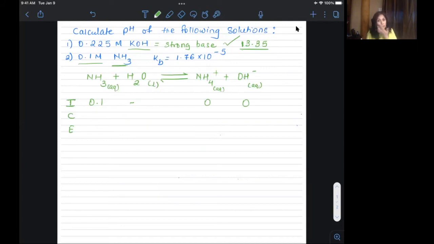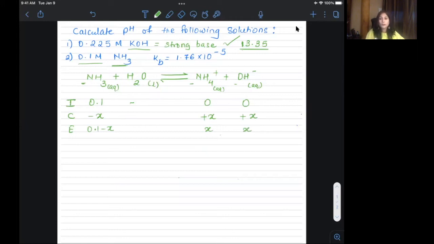Then let's look into the change. As we know, as it changes towards equilibrium, the concentration of the reactants go down and the concentrations of the products go up. How much does it go down by and how much does it go up by? For that, you will be looking into the balanced chemical equation, and we know that for every mole of NH3 going down, you are going to be making the same amount of moles of NH4 plus ions and OH minus ions. So in this case, let's say the value is going down by X, here the value is going to also go up by X and X. So at equilibrium, you're going to have 0.1 minus X, X and X.